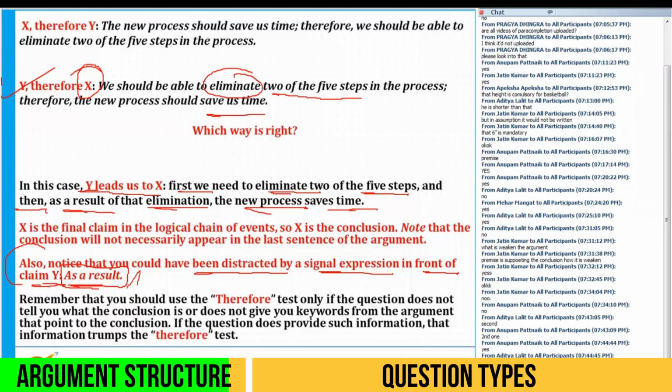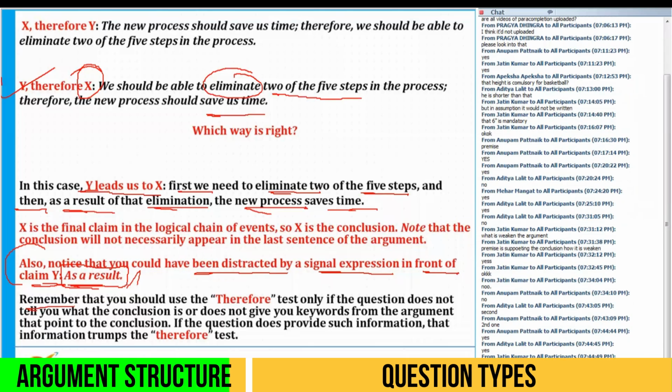However, remember that you should use the therefore test only if there is confusion. Majority of the times, finding the conclusion is going to be easy for you. It is not something that you can use on every question. Only when you are really, really stuck, then you should use the therefore test. Otherwise, you should follow the normal pattern, and majority of the questions will follow the normal pattern. This is only for some complicated cases. Okay, remember that.